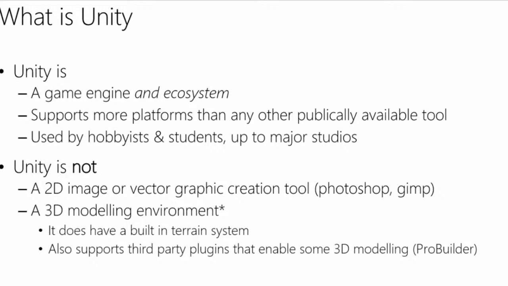Unity is also not, and I put a big asterisk after this, a 3D modeling environment. There are some very powerful 3D tools out there. There are free tools like Blender, paid tools like Autodesk Maya, 3D Studio Max, Cheetah 3D, a whole bunch of them out there. But Unity does not have a modeling environment built in. It does have a terrain system built in. Yes. So that is modeling in a sense. You can build out your terrains. I did that about a year ago here for a Virtual Academy session.